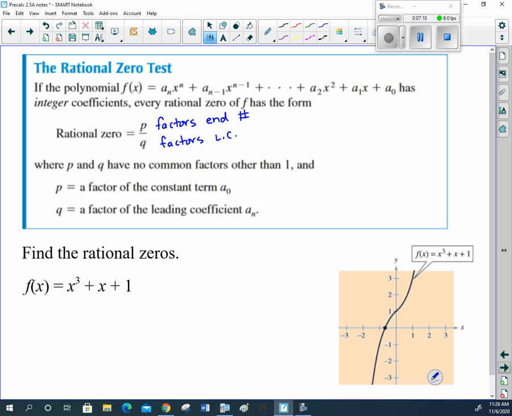What that tells you, and it's helpful with our graphing calculators, a lot of this is taken away because we can look on our graphing calculator.